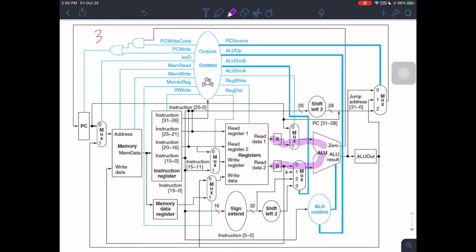If it is true and the opcode is branch, the branch address from the ALU out calculated in the second cycle is sent back to the PC so that the PC can branch to the calculated address. And if the calculation results in true, the ALU will send a true signal to the PC write conditional so that it can tell the PC to branch to the calculated address. And that's it for the branch instruction.